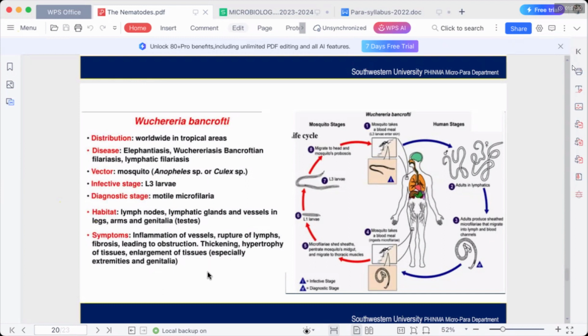For the symptoms, there is inflammation of the vessels, rupture of limbs, fibrosis leading to obstruction, then thickening, hypertrophy, and enlargement of tissues, especially in the lower extremities and genitalia.